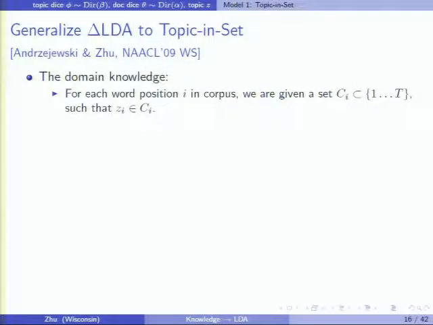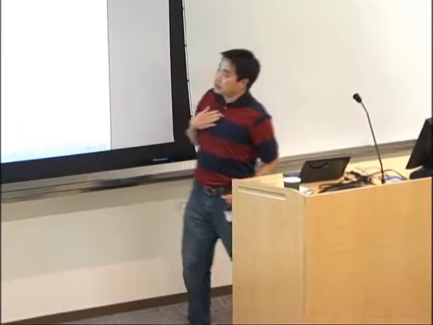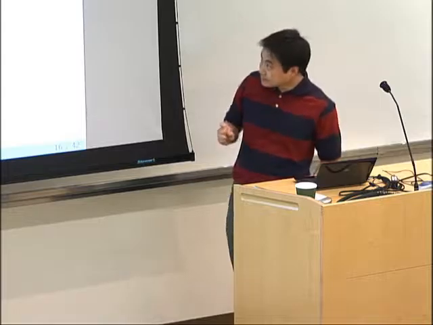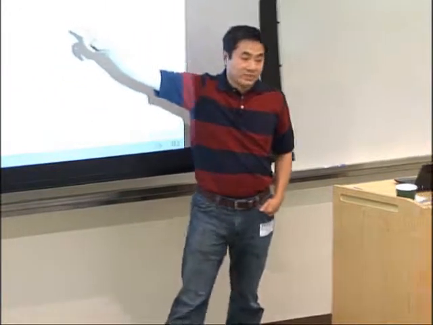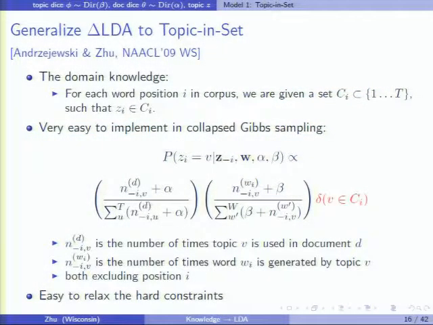Okay, you can easily extend this idea to the more general topic-in-set constraint, where you say that here's our additional knowledge for each word position in the corpus. We can set up this set C_i, which can be arbitrary. It's a subset of all topics, and you constrain it such that the topic index for that position must be in that set. Okay, so this can encode quite a few different kinds of domain knowledge. For example, C_i could be a singleton. That would be like saying this word must be in topic 3. And this is very easy to do.